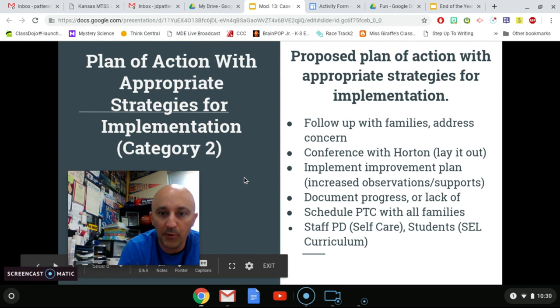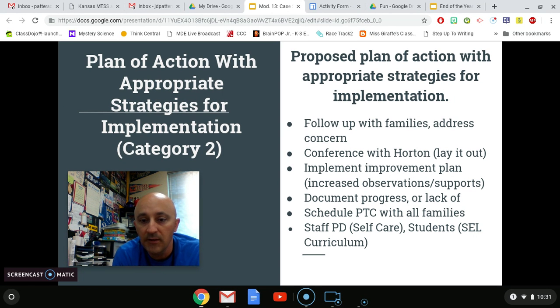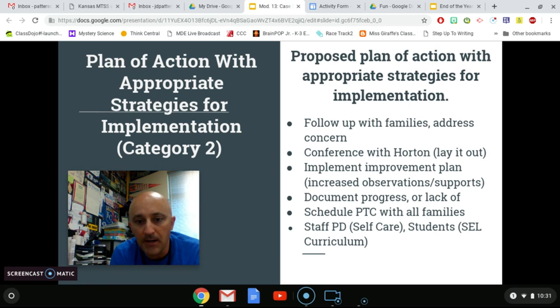So category 2, proposed plan of action with appropriate strategies for implementation. First off, following up with the families that have complained, and even the ones who haven't, to address the concerns, let them know that we are working through the issues and trying to solve them. Then I would conference with Miss Horton, and I would just lay it all out to her, tell her, here's where you were, here's our observations that we had in several years in the past, and how well you'd been doing, and here's where we're at now, what's going on, try to figure out how we can help her.